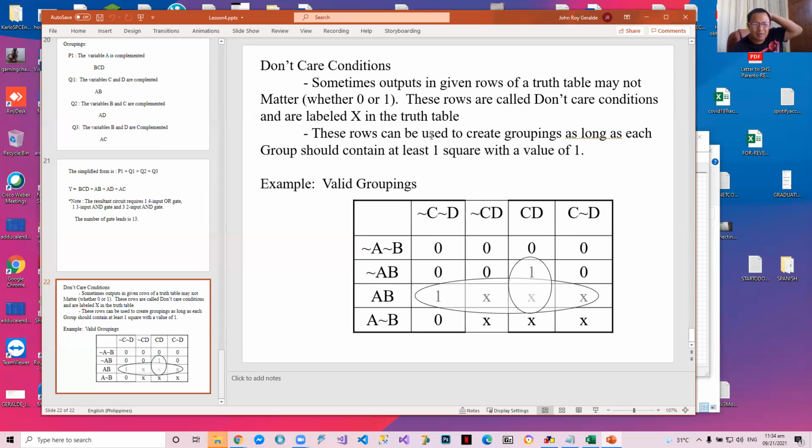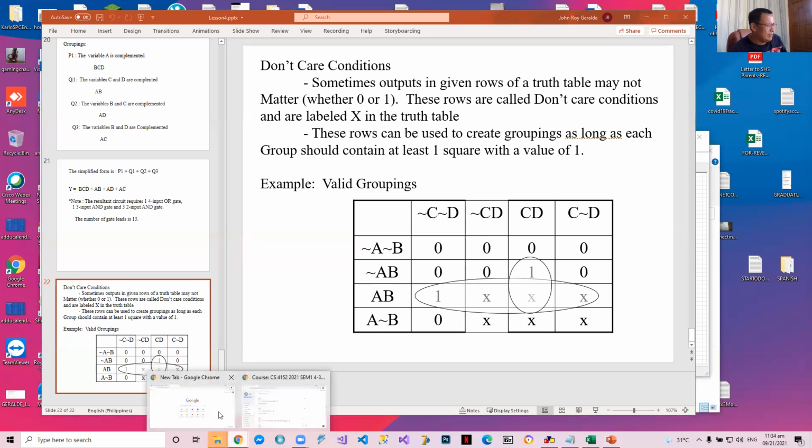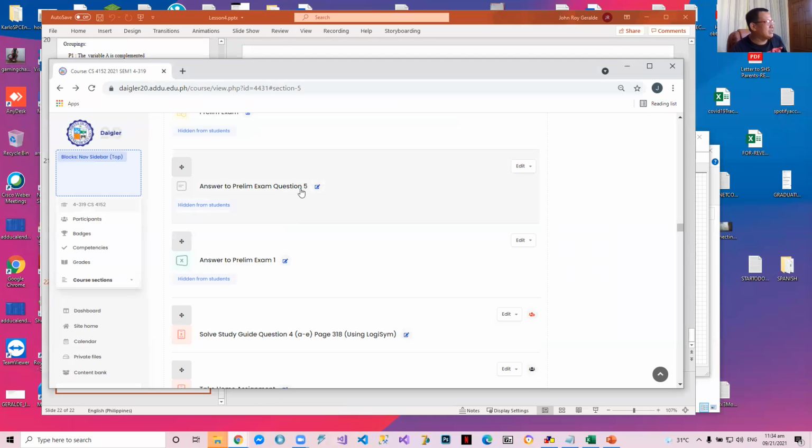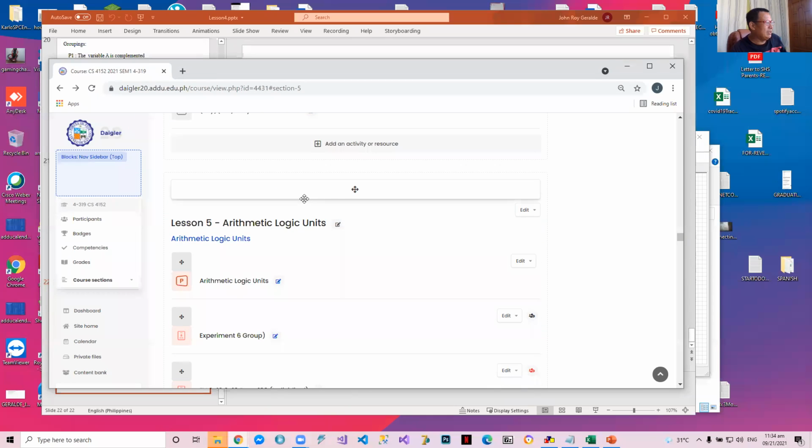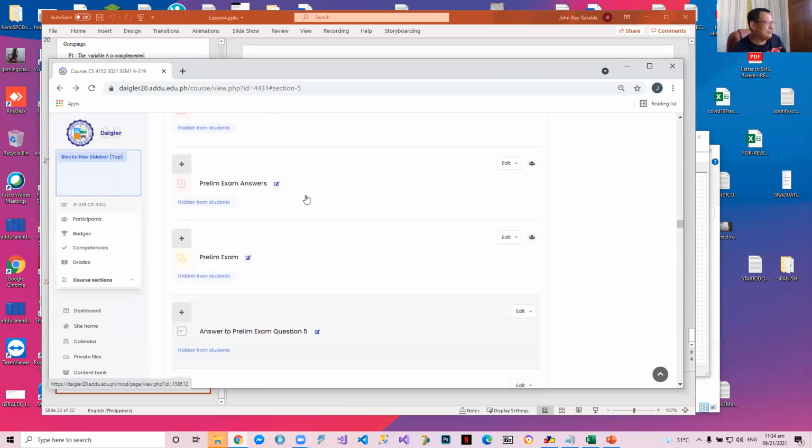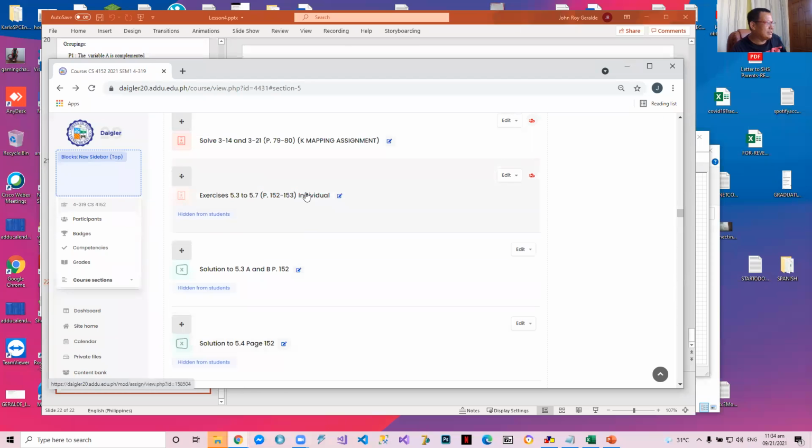So now you have an assignment. Okay, I think some of you have solved this already, but we will discuss this next meeting. Okay, so may assignment tayo dito. This is the assignment. K-mapping 3-14 and 3-21, page 79 and 80, no?